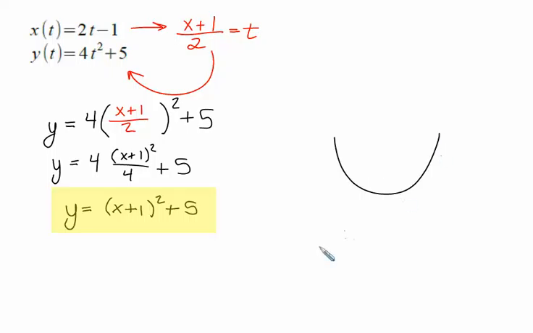There's our parabola opening up. It would have its vertex point at (-1, 5). And then the other things that we have indicated we would want to see on the graph are the point where t is equal to 0. So if we plugged in 0 for t into x, we would get -1. If we plug in 0 for t into y, we get positive 5. So this is the point where t is equal to 0.